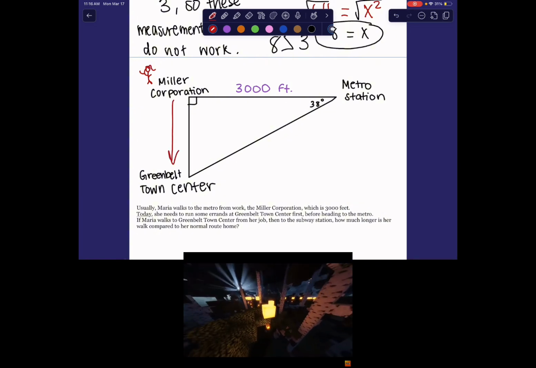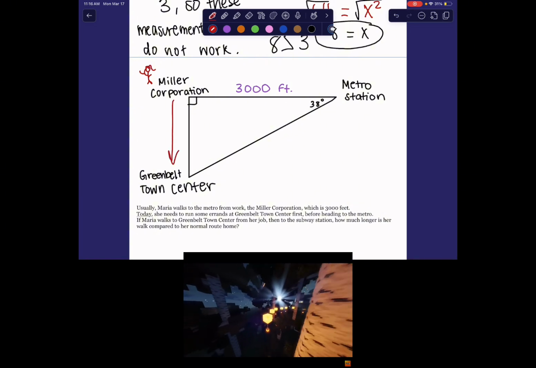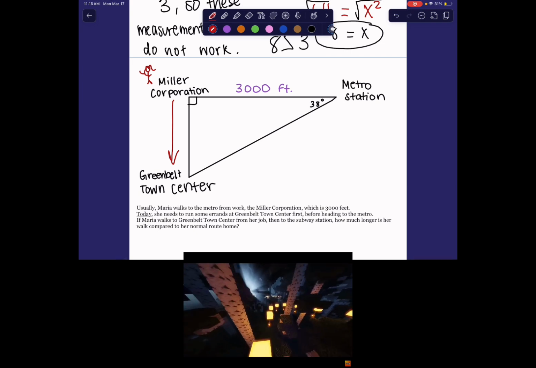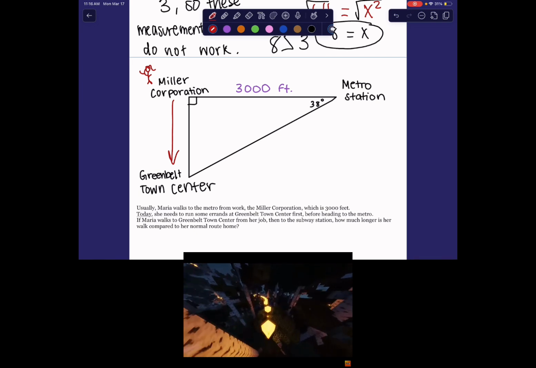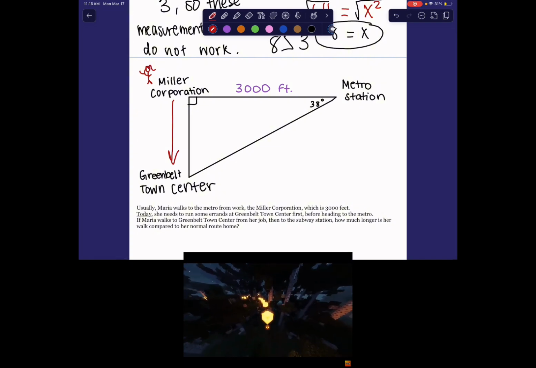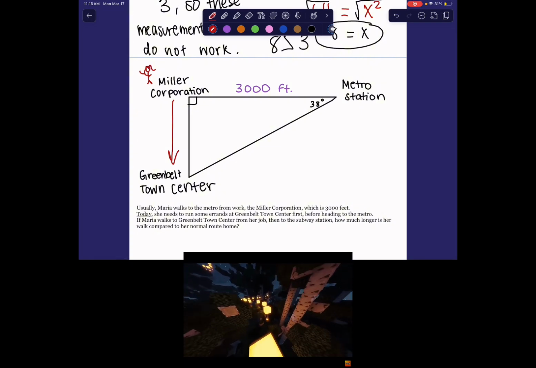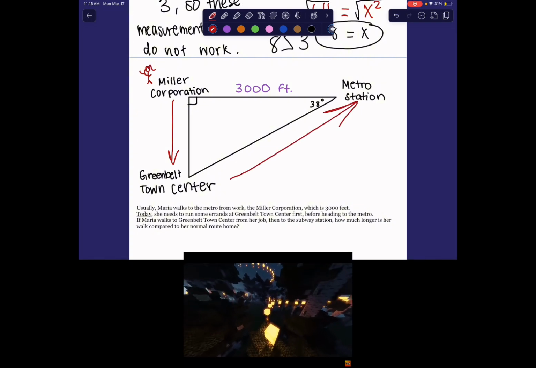I don't know what's at Greenbelt Town Center. I know that's not a real place, but let's pretend there's like a Walmart there. Maybe there's an Ulta. Maybe she's trying to get some Chick-fil-A, like maybe she just got things to do. So she needs to go there first and then go to the metro.